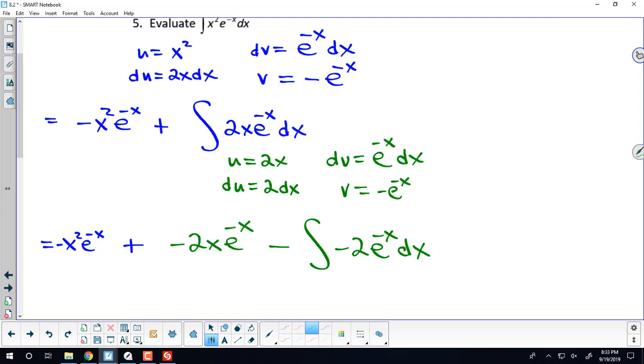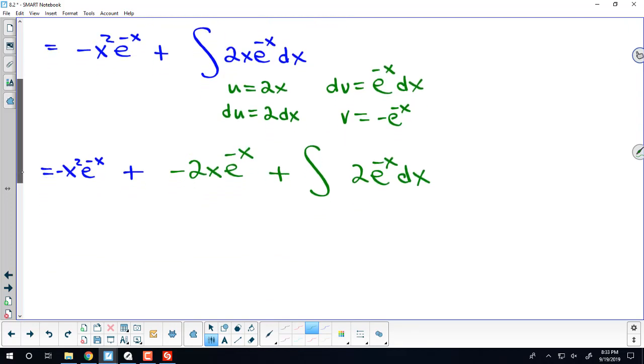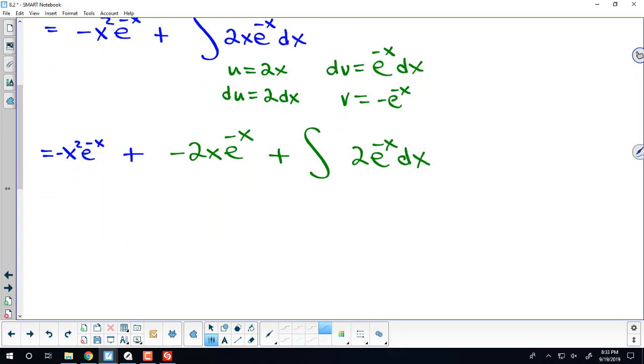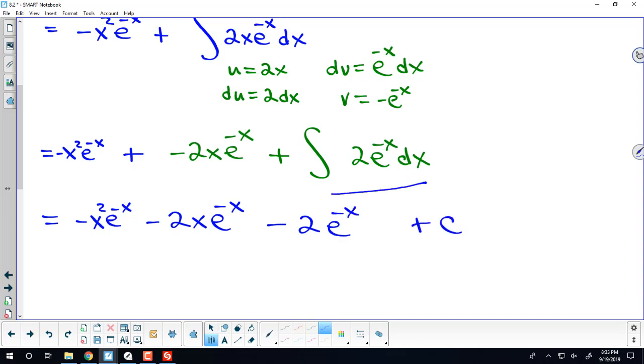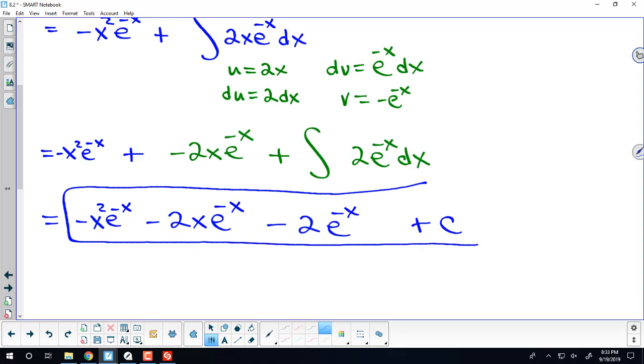So again, just plug in everything, then take care of the signs if you want. The -2 in the negative integral here will be a positive. And that one's easy to integrate. So the antiderivative of e to the negative x again is going to be -2 e to the minus x. And since we're done with the integrals, we'll just put our constant in.